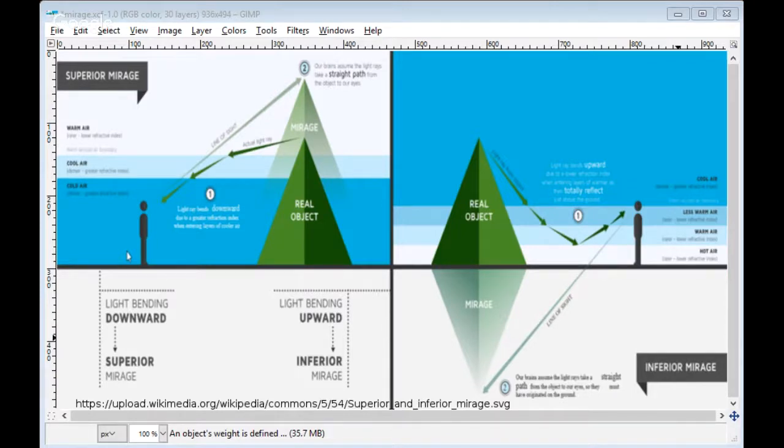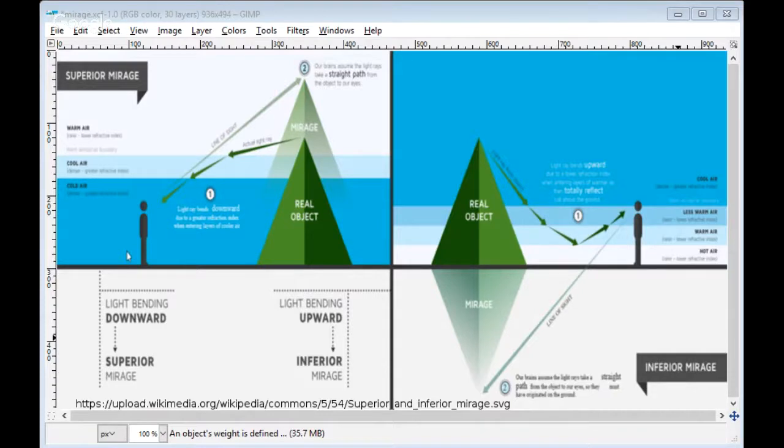Now, since light bends toward the denser air, it will always bend from hot to cold. So, if layers of air cause light to bend down toward you, like I said, the mirage will be superior, and then if it bends up, it's inferior. So we see inferior mirages when the surface is very much warmer than the air above it. And we see superior mirages when the cold and hot zones are reversed. That is to say that the order of layers from ground up is reversed.